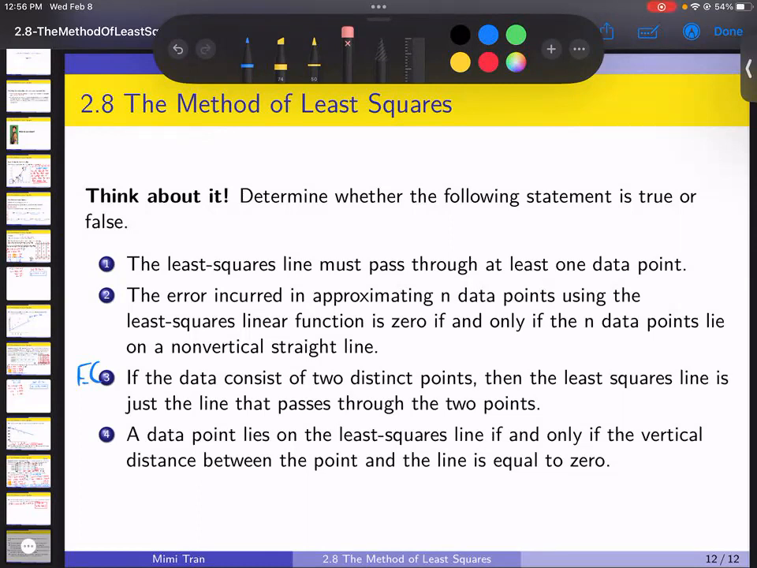False. It doesn't have to, right? As long as my sum of squares is smallest, right? So false.